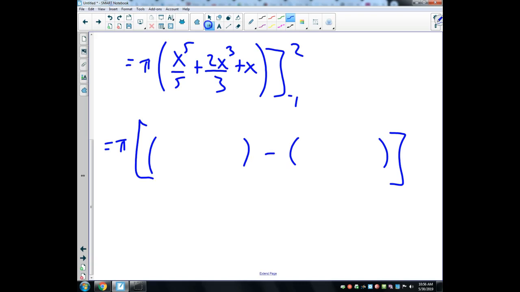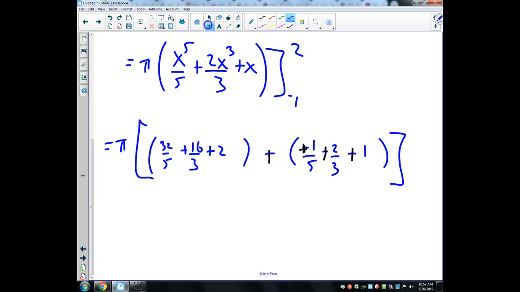Excuse me. So plug in 2, and you get 2 to the 5th is 32, so 32 fifths. And 2 cubed is 8 times the 2/3 is 16 thirds, plus 2. All right, plug in -1. -1 to the 5th is -1, so -1 over 5. -1 cubed is also negative, so -2 thirds, and plus -1. Okay. Now remember, how do you subtract? You never do. So we're going to be adding the opposite of all this stuff. Right? So what do you get?